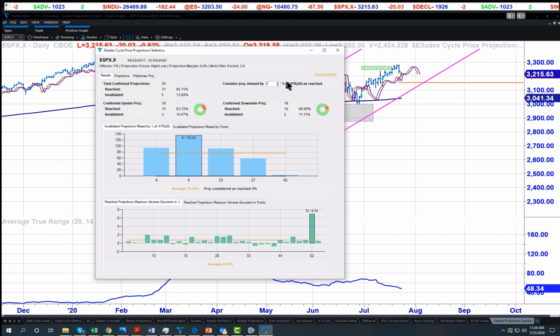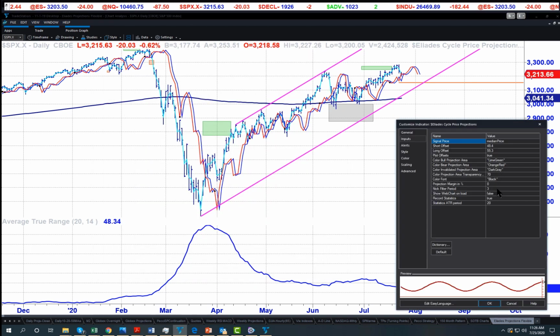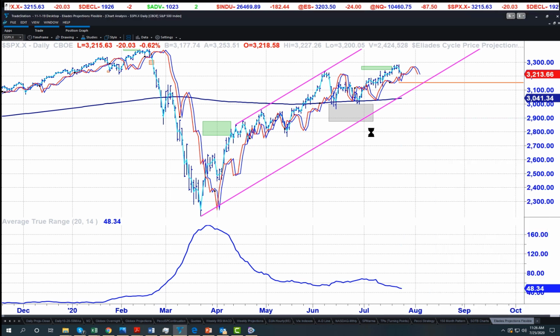Consider projection missed by a percent of the average true range, and that is reflected in this chart down here, okay? So let's first of all get rid of our nicks. And that's something very important to do, by the way. If you do use a nick filter period, be sure you move it back to 0, or you're going to start getting statistics that are not true statistics. They'll be only the statistics for a 3 nick, which will not apply to most of your other projections. You'll see how this whole picture changes with the projections given once I get rid of the nick, okay? So make sure you go back to 0.